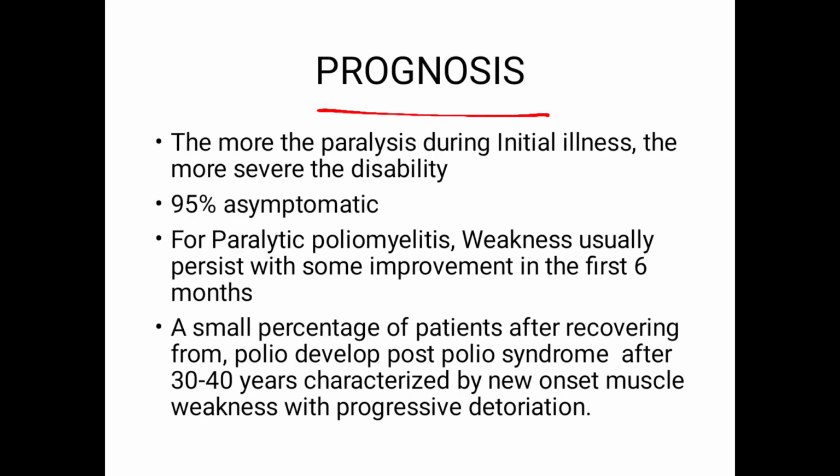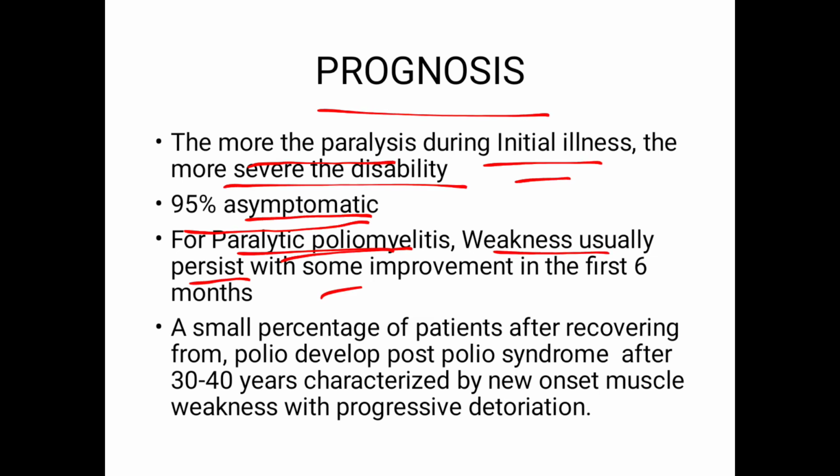Prognosis. So the more the paralysis during the initial illness, the more severe the disability, because it identifies that more of the motor neurons were damaged. And as talked about earlier, 95% of patients are usually asymptomatic. For those who develop paralytic poliomyelitis, there will be some sort of weakness. The weakness usually persists with some improvement in the first 6 months. As talked about earlier, this is usually due to collateral sprouting, but again, there will be some sort of weakness that will persist in patients who are survivors of polio.